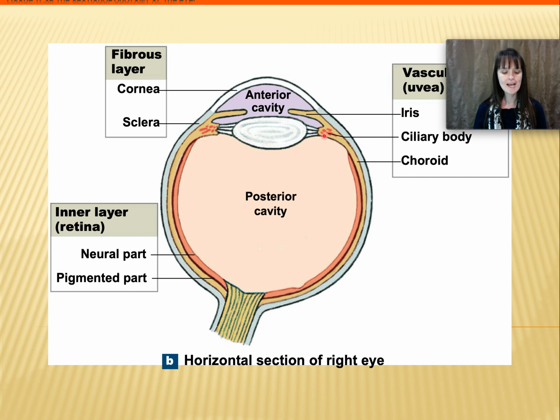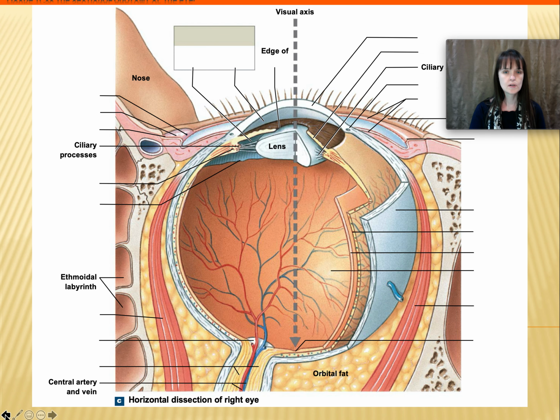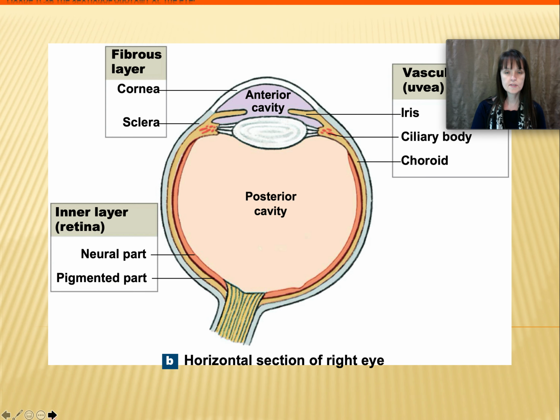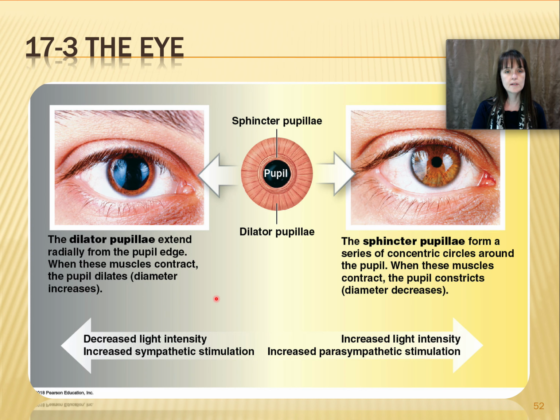We're halfway through. The hole in the center of the iris that allows light inside the eyeball is the pupil. And you can see here the edge of the iris, and that's the pupil. The iris contains the smooth muscles of the eyeball, the sphincter pupillae and the dilator pupillae.